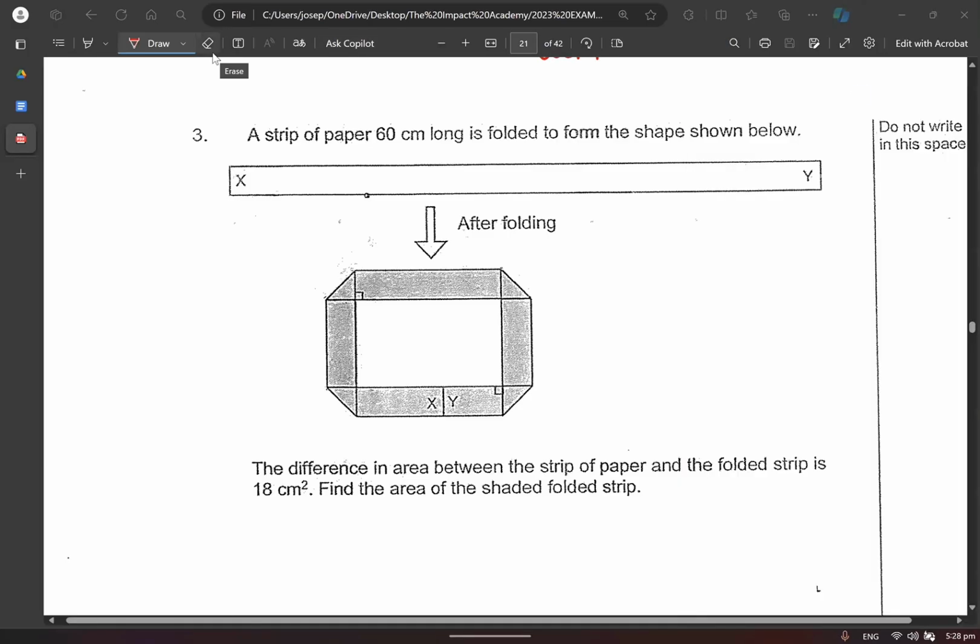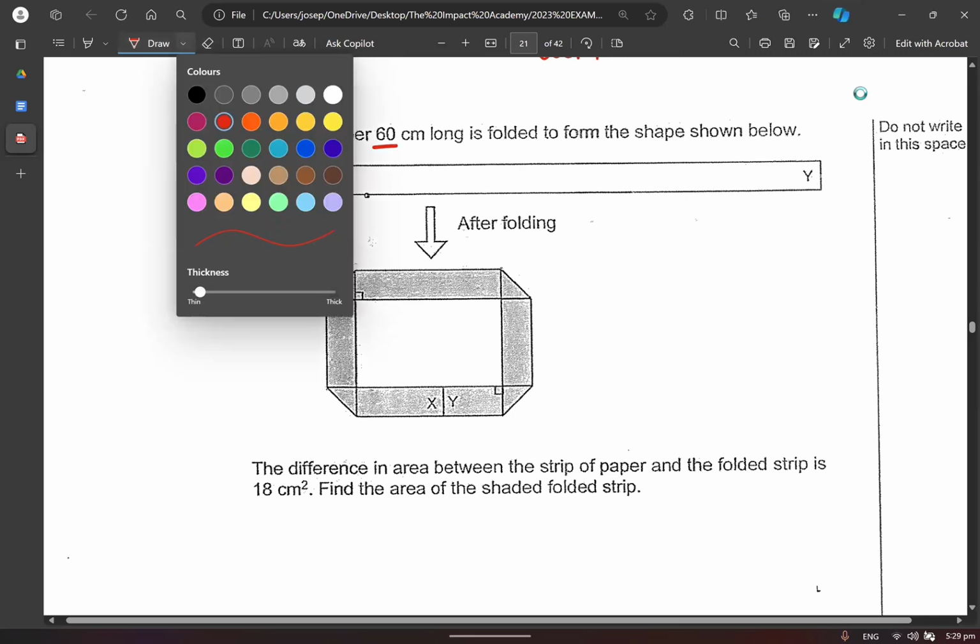Now, for question number 3, it says that a strip of paper is 60 cm long. Where's that 60 cm? That 60 cm is basically whatever that is over here.